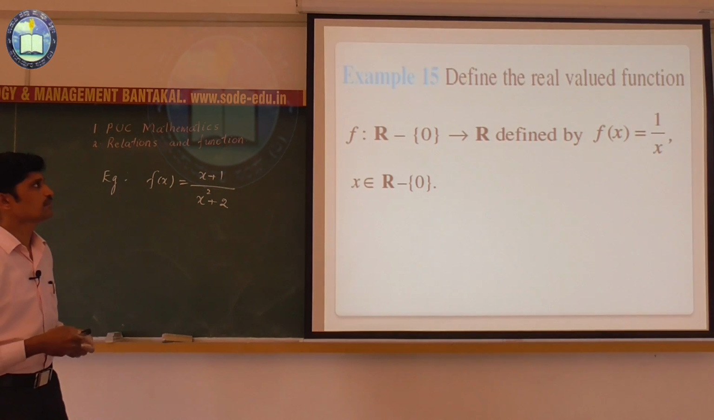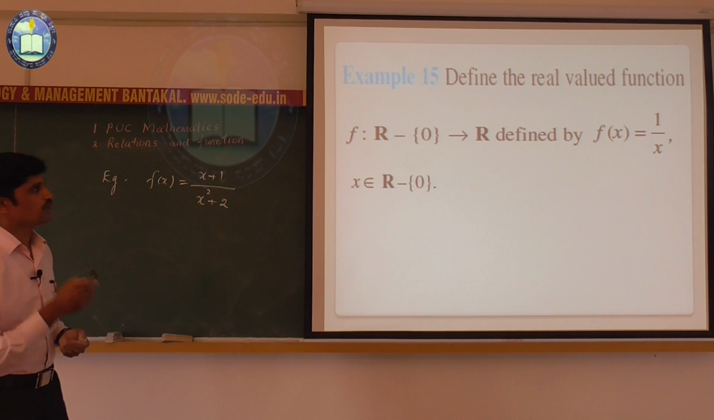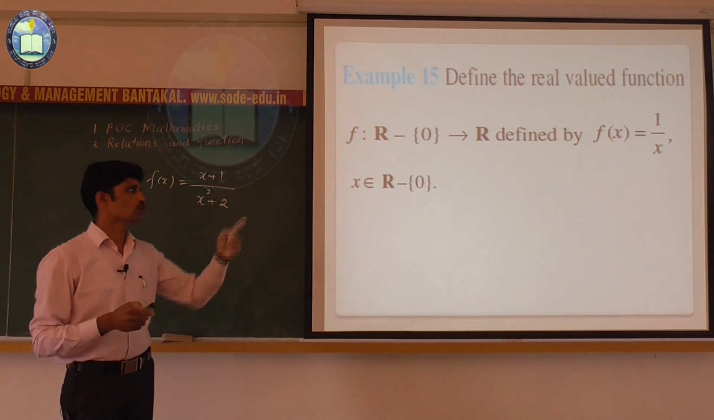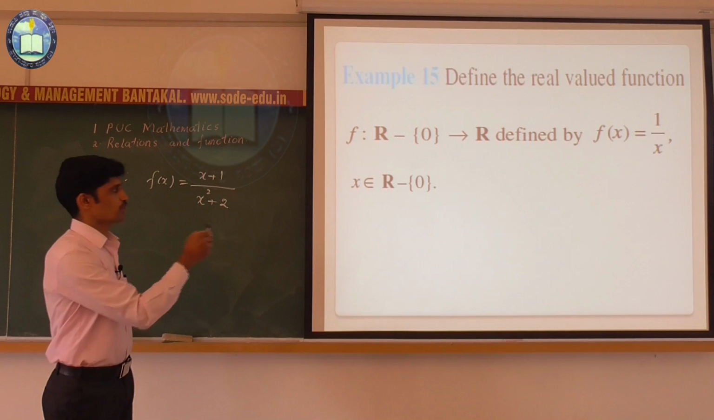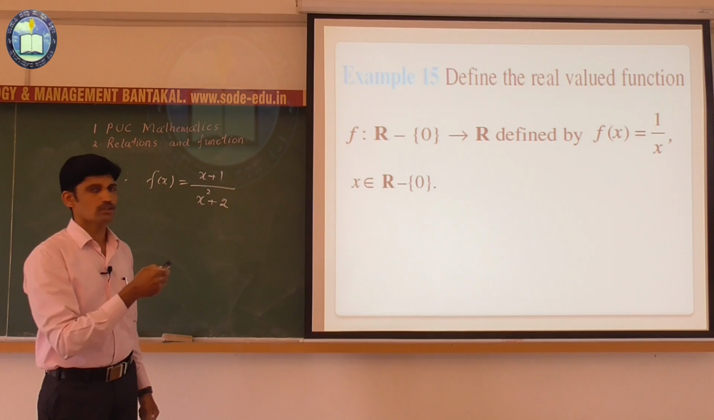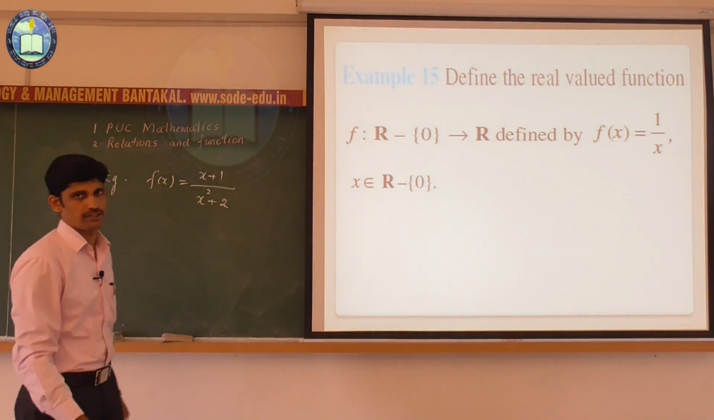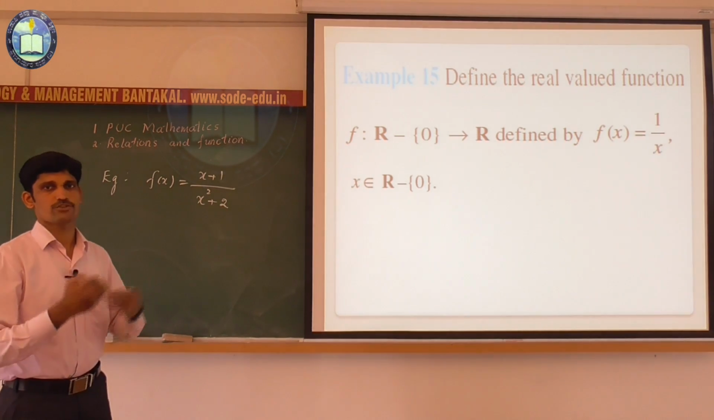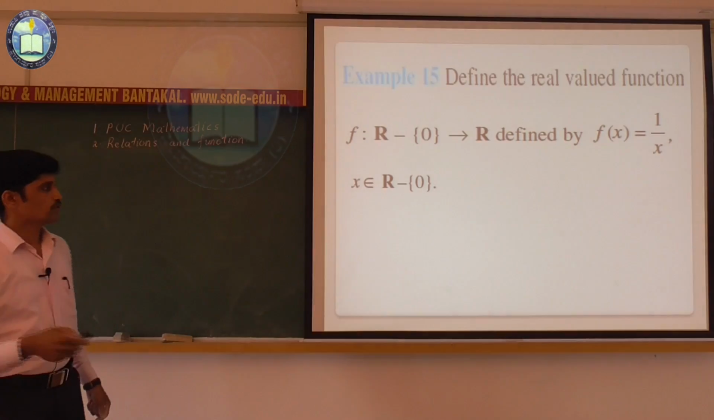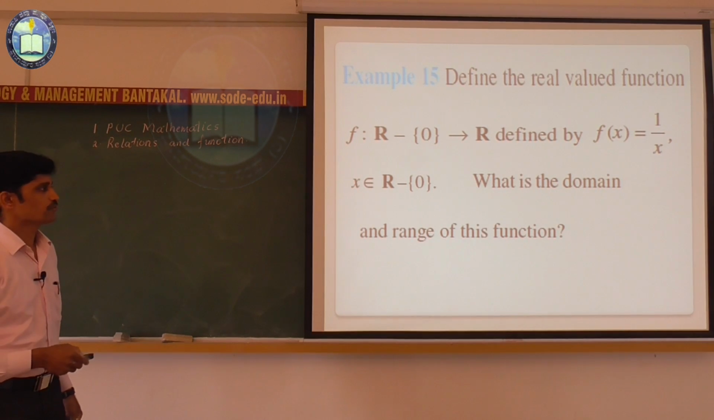Here we have an example. Define the real valued function f from R minus the set containing element 0 to R defined by f of x equal to 1 by x, where x belongs to R minus 0. Because here we cannot give the value of x equal to 0, because f of 0 is 1 by 0, which is not a real number, it is not defined. We say its value tends to infinity. Now the question is, what is the domain and range of this function?